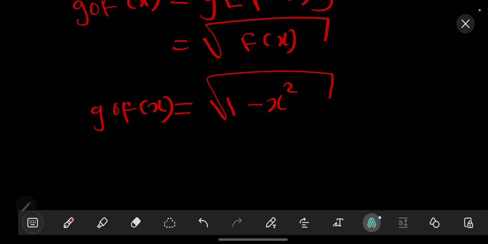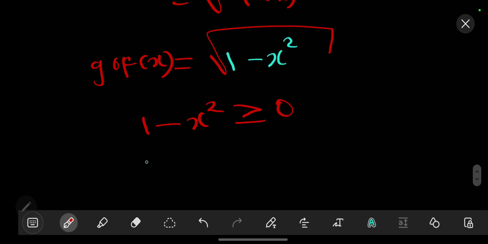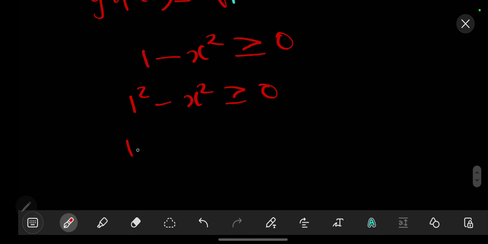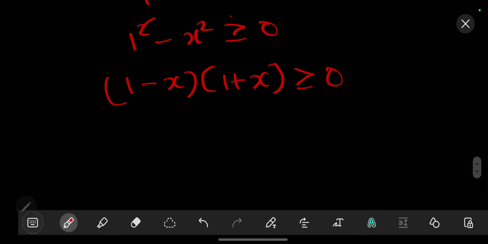So now all we have to do is equate it and say it should be greater than or equal to 0. So 1 minus x squared should be greater than or equal to 0. This is a difference of 2 squares, so we have 1 squared minus x squared greater than or equal to 0. We have a 1 minus x and also a 1 plus x, and it should be greater than or equal to 0 like that.